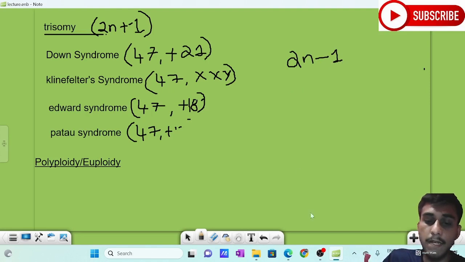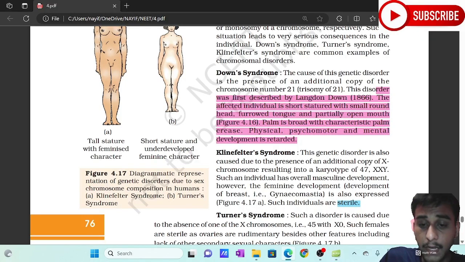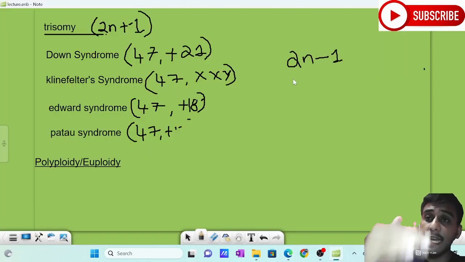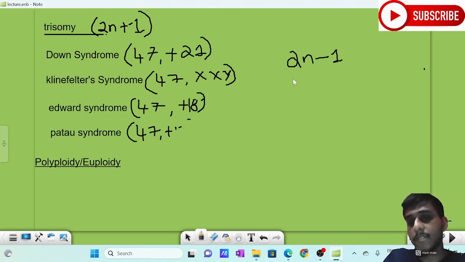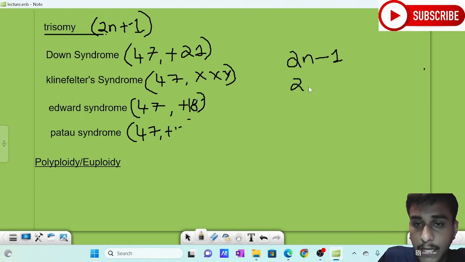Turner syndrome is an example of monosomy, not nullisomy. Monosomy means 2n minus 1. Double monosomy means 2n minus 1 minus 1, which means the two decreased chromosomes are different. And in the case of nullisomy, it is 2n minus 2.